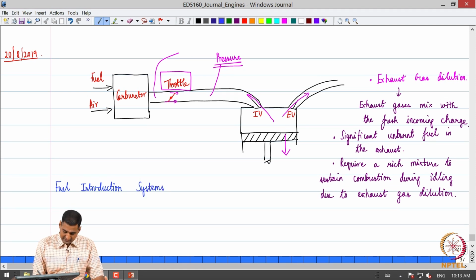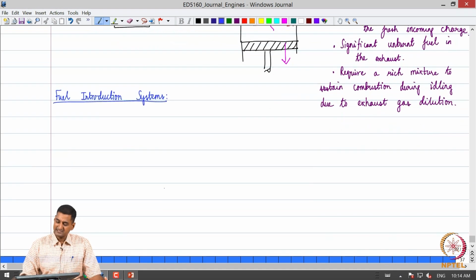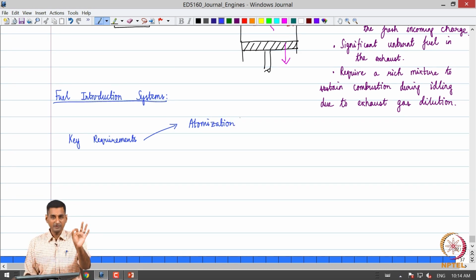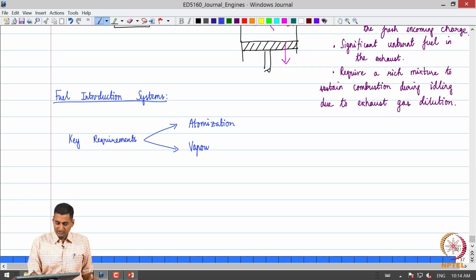please recall that there are two key requirements, right. In addition to other requirements, broadly there are two key requirements. One is atomization of fuel. As we already discussed, atomization means we want the fuel droplets to be broken down into finer particles, right. And then we want those fuel particles to be vaporized, right. The liquid fuel must be changed into its gaseous state and mixed with air. So, those are two key requirements of any fuel introduction system.